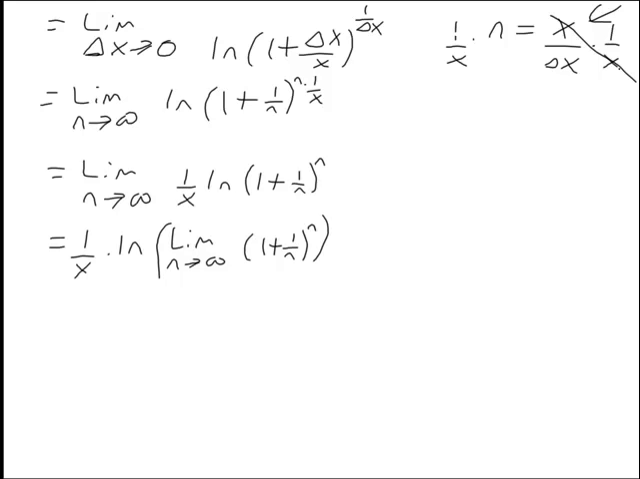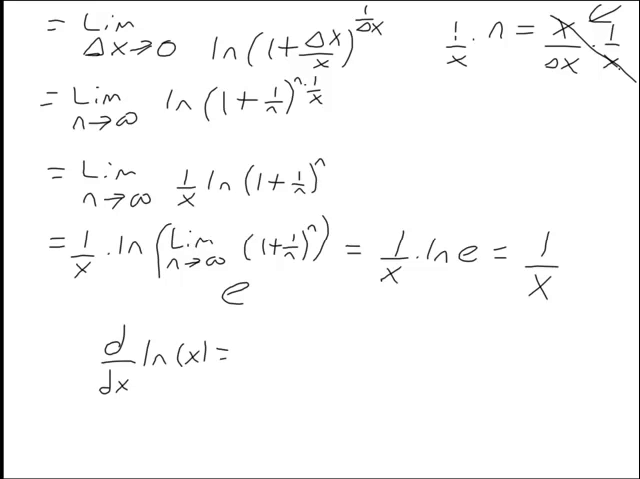Well, you may have seen this before, you may not be familiar with it, but the limit as n approaches infinity of 1 plus 1 over n raised to the n, that's our definition of e, the natural number. So this will be equal to 1 over x times the natural log of e. But the natural log of e is simply 1 because natural log is base e. So the natural log of e is saying what number do you have to raise e to get e. It's simply 1. So that'll simply be 1 over x. So we've shown that the derivative with respect to x of the natural log of x equals 1 over x.